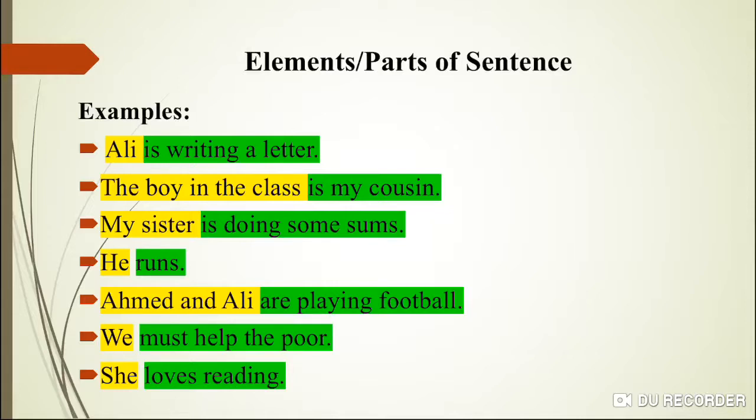In the second sentence you can see the boy in the class. This one is a complete subject, as we have a number of words over here. Is my cousin. So from the verb onwards, the rest of the sentence is a predicate. So in that very way you can well understand these examples.